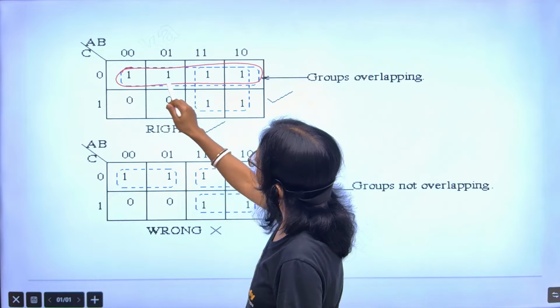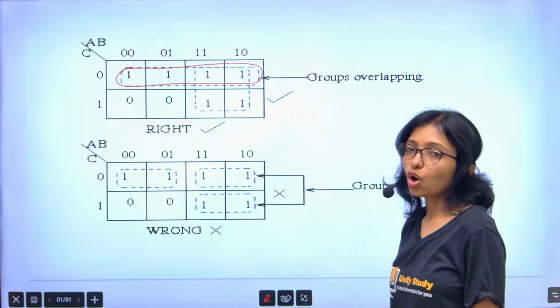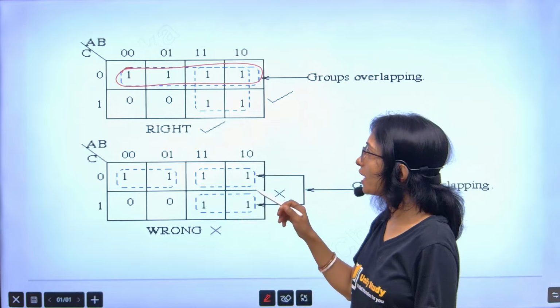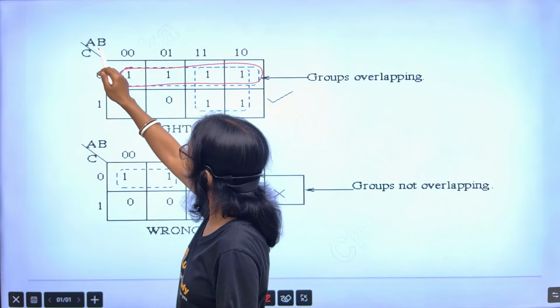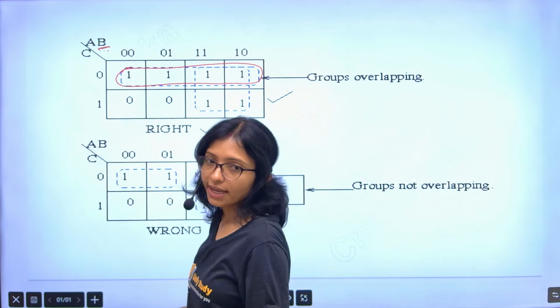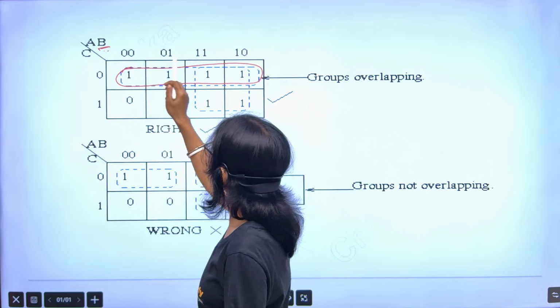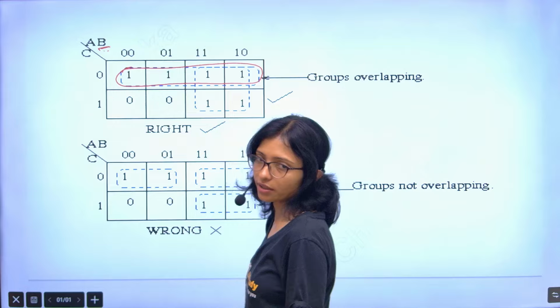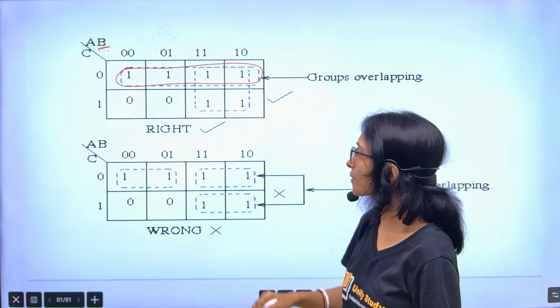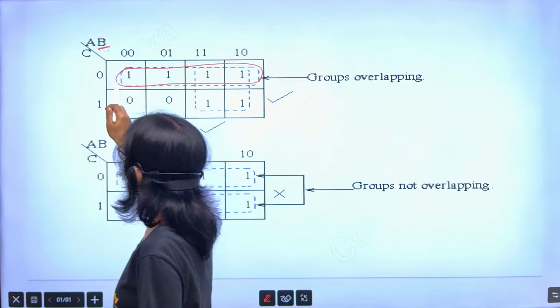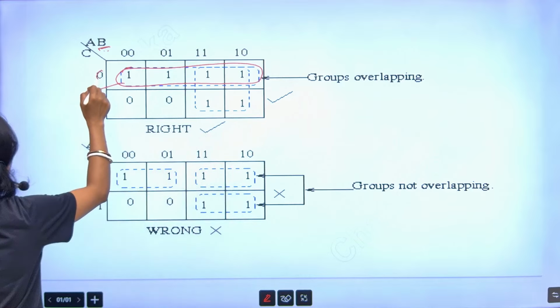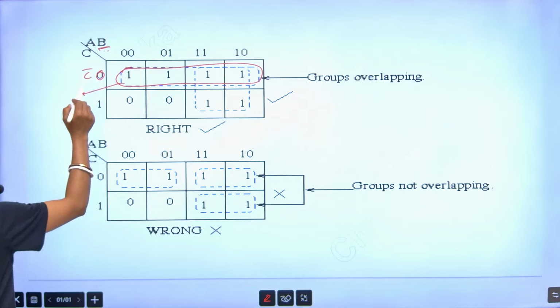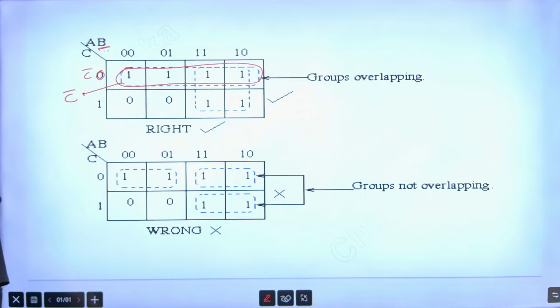Whenever you are taking a complete row or complete column, then the total AB row, AB is cancelled, because in the total row there are 4 1s. So AB no need to take. Here I have to take only this one, which is 0. 0 means C bar. That's why in the expression I will get C bar.